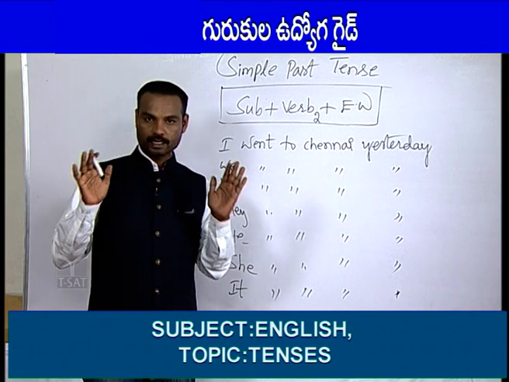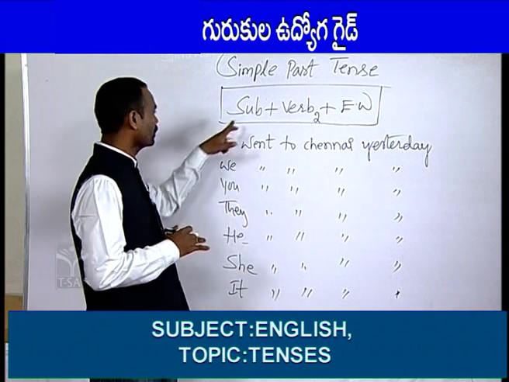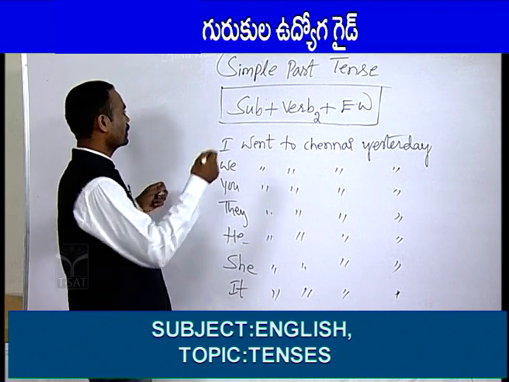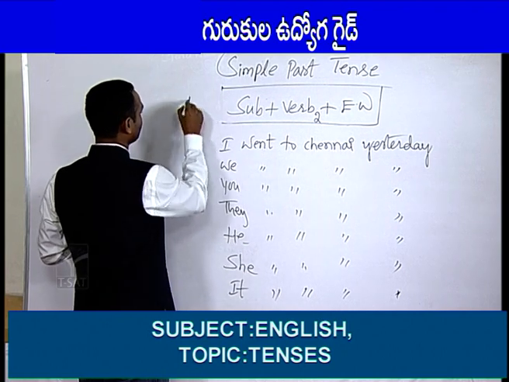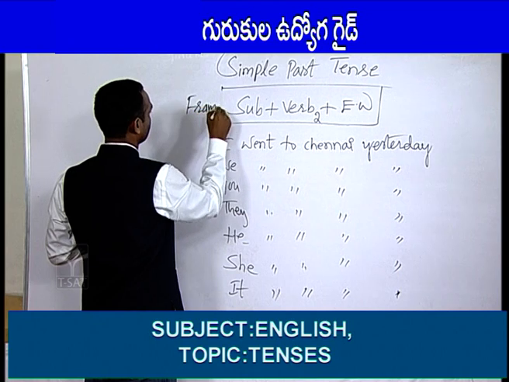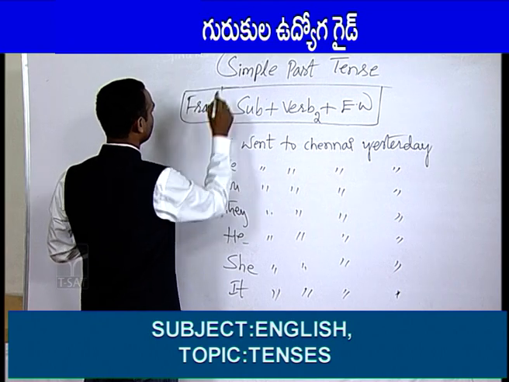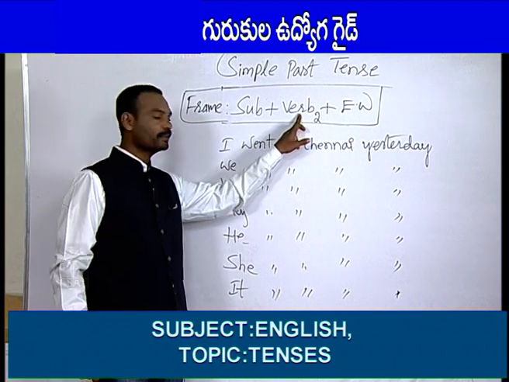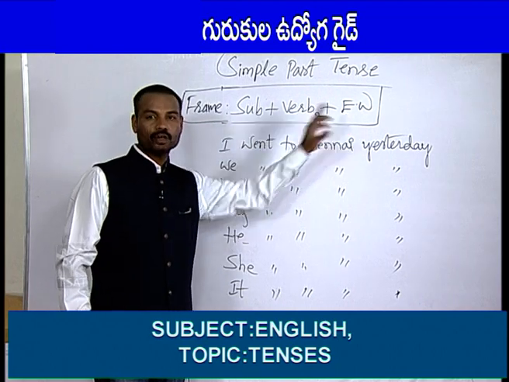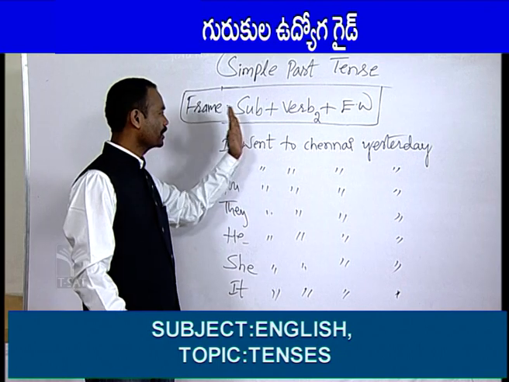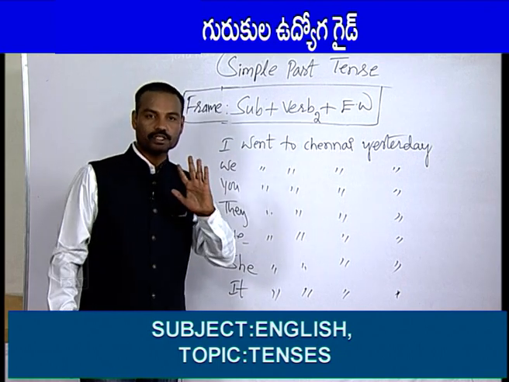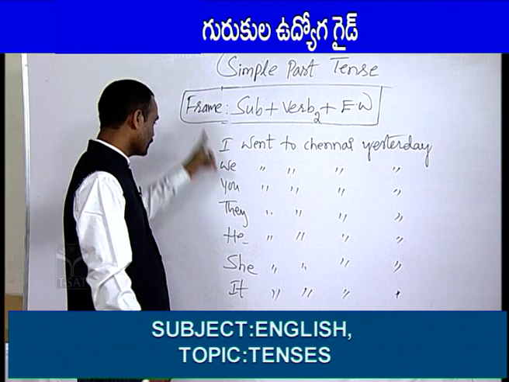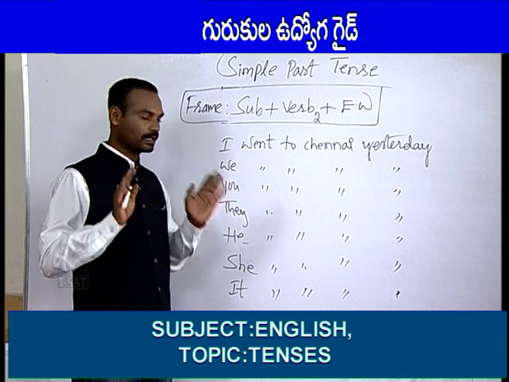Now, if you want to write sentences in this tense, this is the frame. You can say this is the frame or it is called structure, either frame or structure. You can name it whatever you wish. Okay, first subject plus verb second form, then EW for extra words. Subject plus verb second form plus extra words. So, this is the frame to write sentences in this tense.